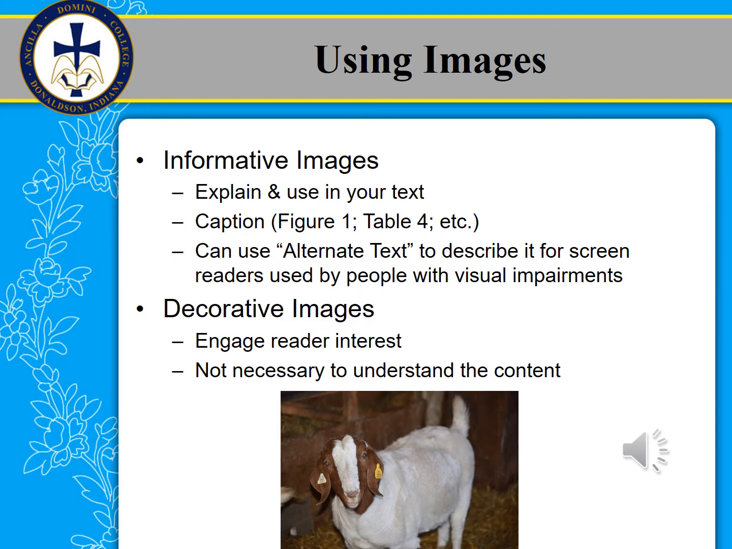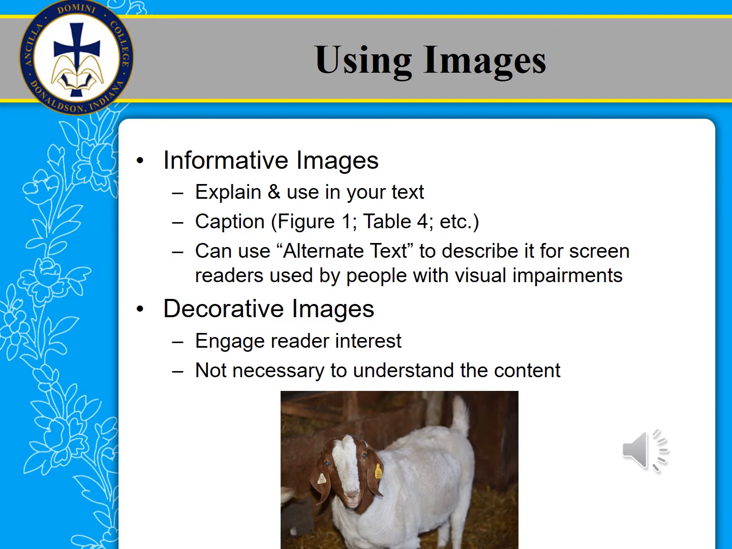So that would be an example of an informative image because it's got information in it and you can learn something from looking at it. When you do that, you should caption it. So put something like Figure 1 or Table 4, and then that way when you refer to it in your paper or other project, you can say, as seen in Figure 1 or as seen in Table 4, and that makes it a little bit more professional the way that you refer to it.